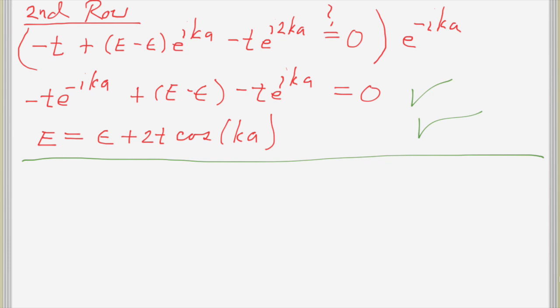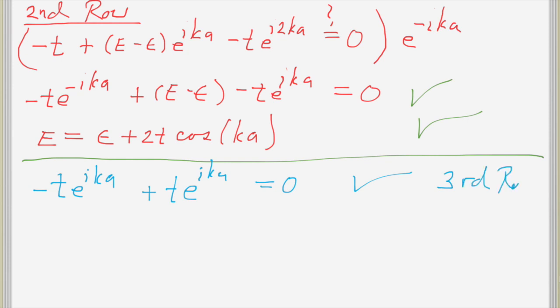And the third row, what do we got for the third row? The third row simply states that, well, this is trivial. We just do the multiplication. You don't even need to do anything. Minus t e to the ika plus t e to the ika equals 0, and we don't even need to do anything there. That's the third row, just doing the multiplication. All right, so this does indeed give you back the exact solution that we would have calculated in 208.